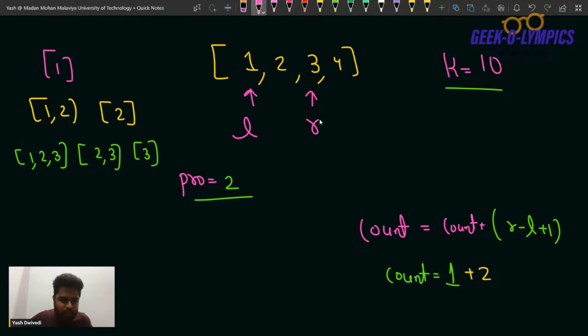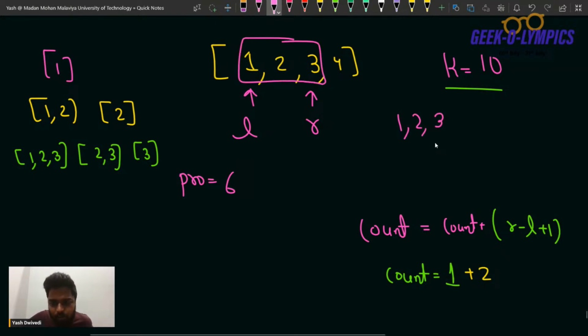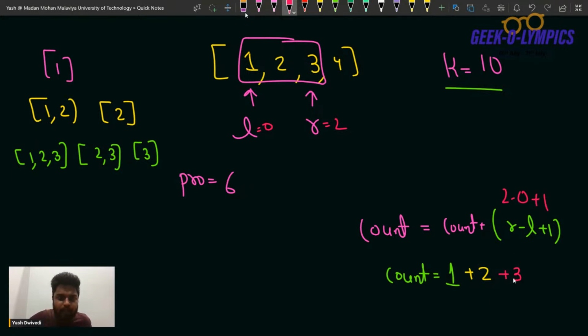My R is going to move here, and when my R moves here, I'll multiply 3 to the product. So when I multiply 3, the product becomes 6, right? So I'm considering this particular window, 1 comma 2 comma 3. In that I'll have 1 comma 2 comma 3, then I will have 2 comma 3, and I'll have 3 alone. So 3 subarrays I'll have, right? So that is why you can say that the R value here is 2, the L value here is 0. So the answer will get updated as 2 minus 0 plus 1. So that will get updated by 3 more, right?